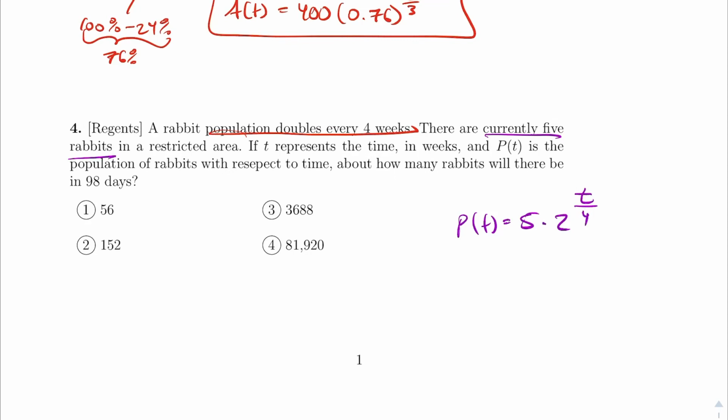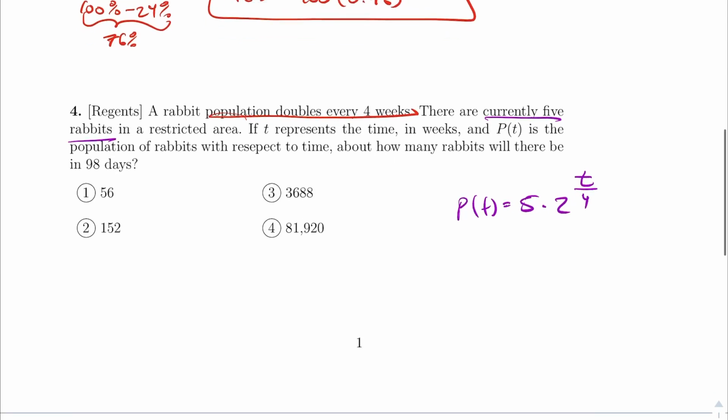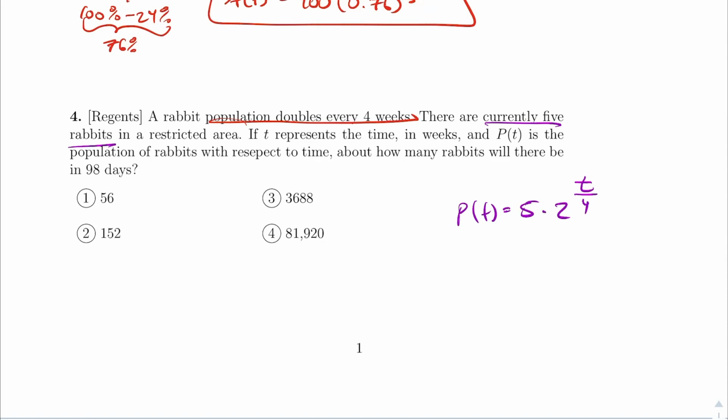Multiply by 2 to the t... that's a hard one to say. We multiply by 2, t divided by 4 times. So if it's 4 weeks, it doubles once. If it's 8 weeks, it doubles twice. If it's 12 weeks, because it's every 4 weeks, we should divide by 3, and that will tell us that it doubles 3 times. So here it doubles to the power of t divided by 4.